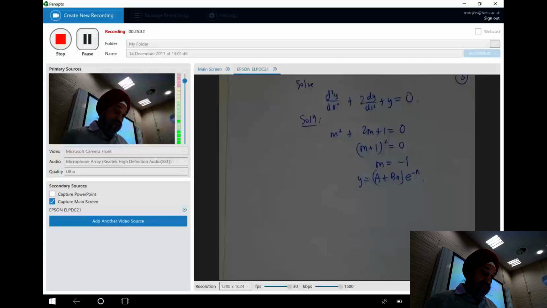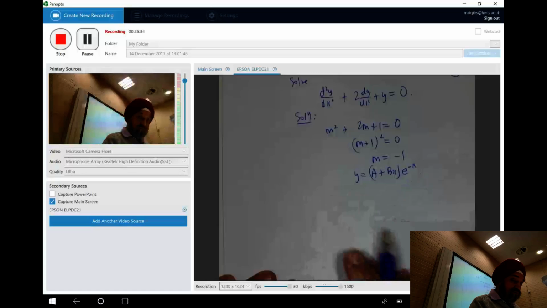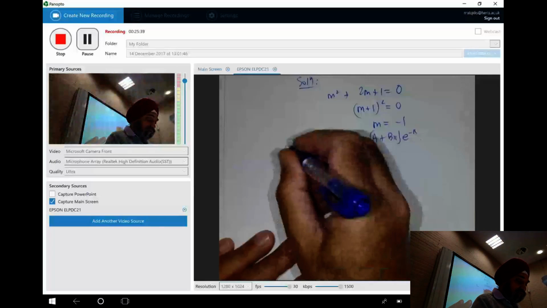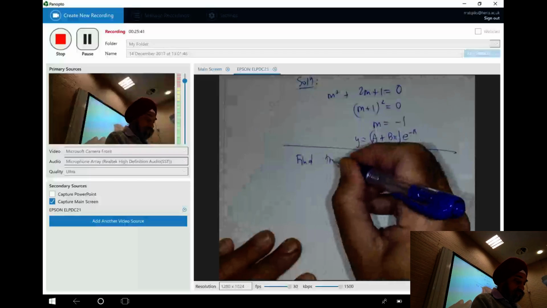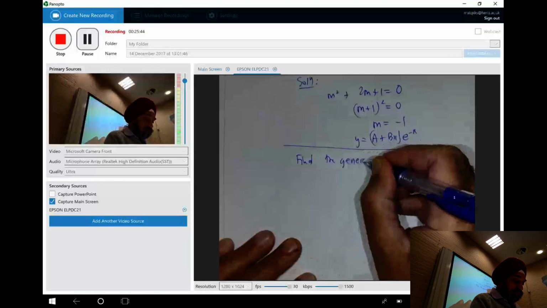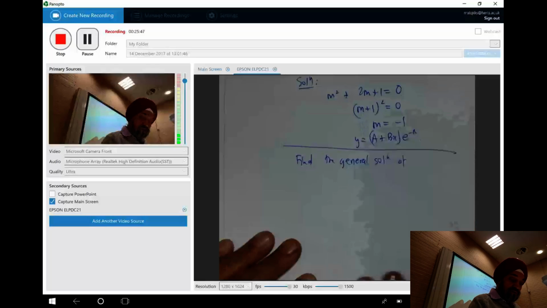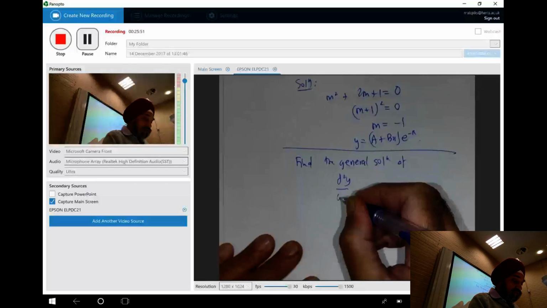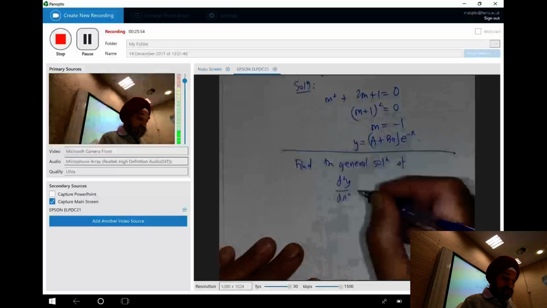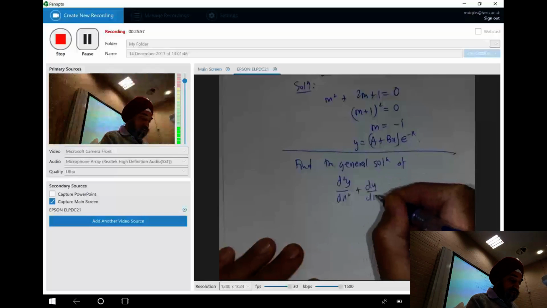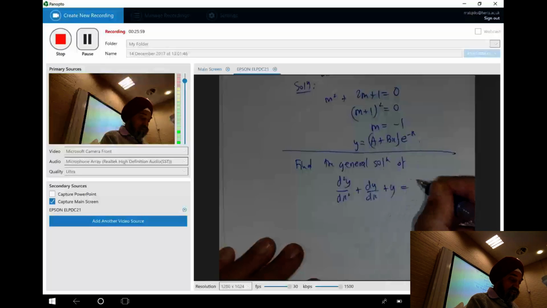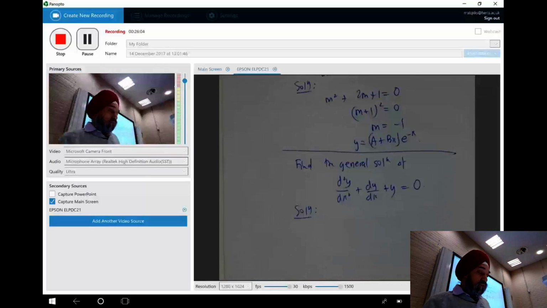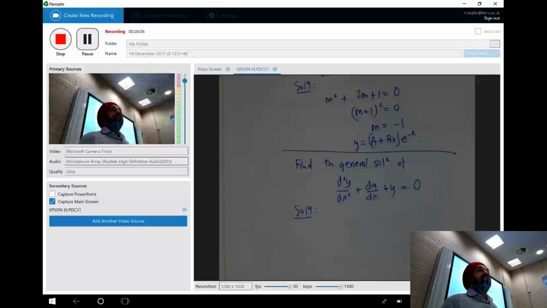Okay, what about this one? Find the general solution of d2y by dx squared plus dy by dx plus y is equal to 0. So how do we do this one?